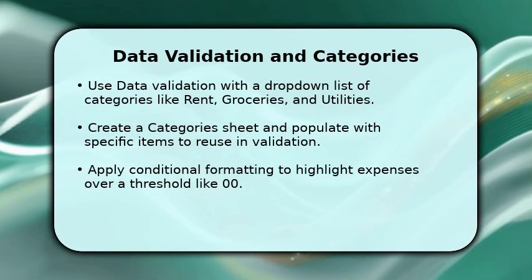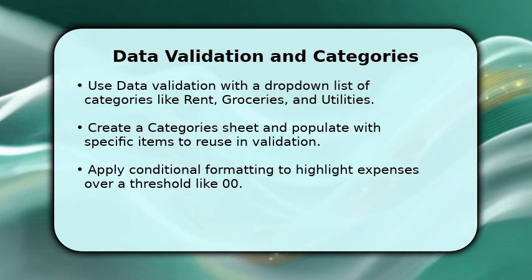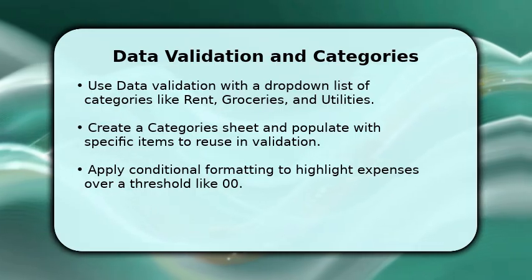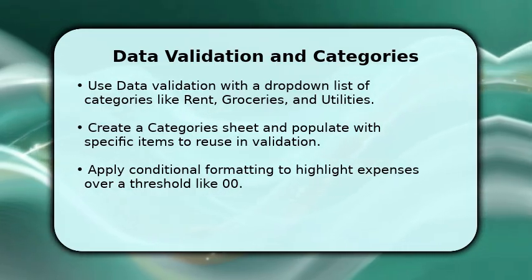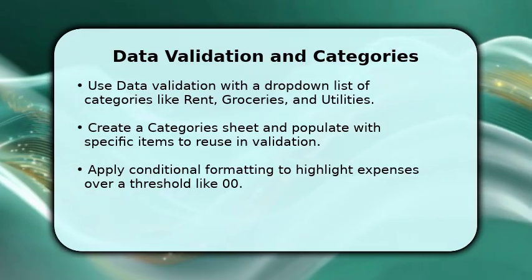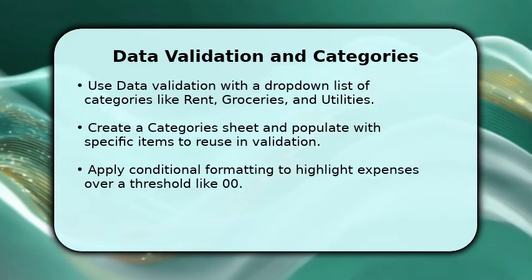Create a separate sheet named Categories and list category items on the left column. Use data validation on the category column to point at that list and create a drop-down for consistency. Add a type drop-down with income and expense to separate flows clearly.